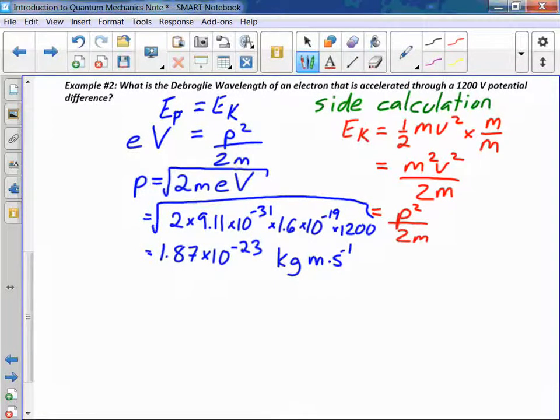Are we done? No, we're not done. What's the question asking for? Wavelength. So that was step 1 and 2, we're on example 2. Now it's just wavelength equals Planck's constant divided by momentum.